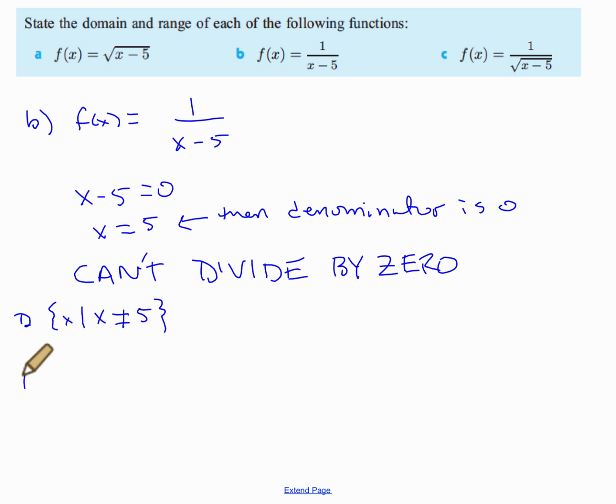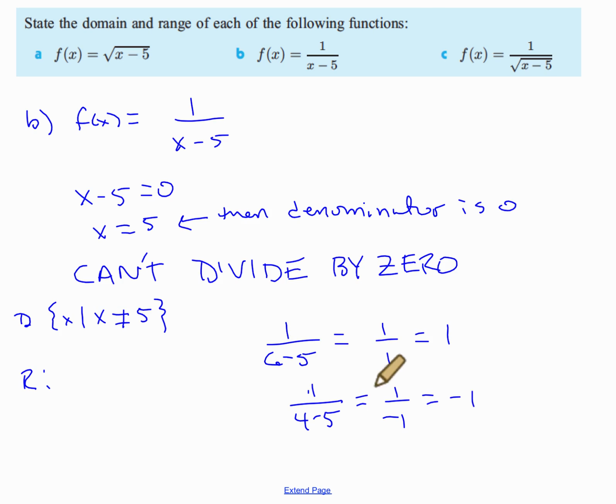Okay, so what about the range? What does that look like? What does the range look like? Well, let's test a couple of things. So 1 over, let's say it can't equal 5, so 1 over 6 minus 5 is 1 over 1, which is 1. Or maybe 1 over 4 minus 5 would be 1 over negative 1, so that's negative 1. Remember, I'm substituting in, so I'm getting y values.